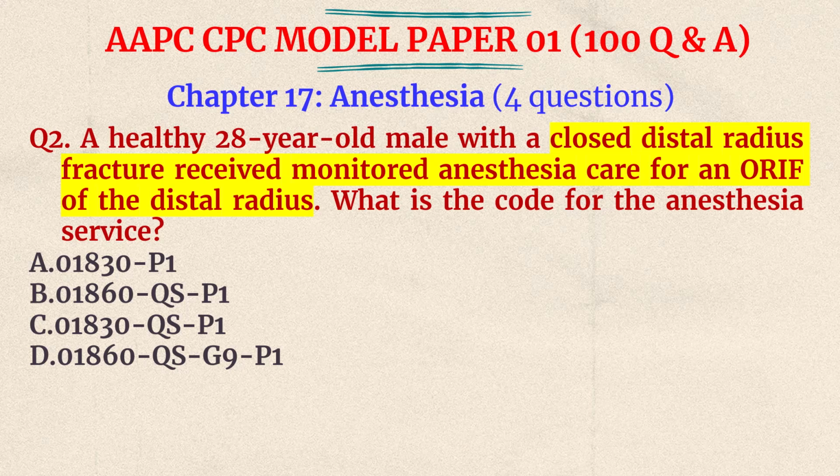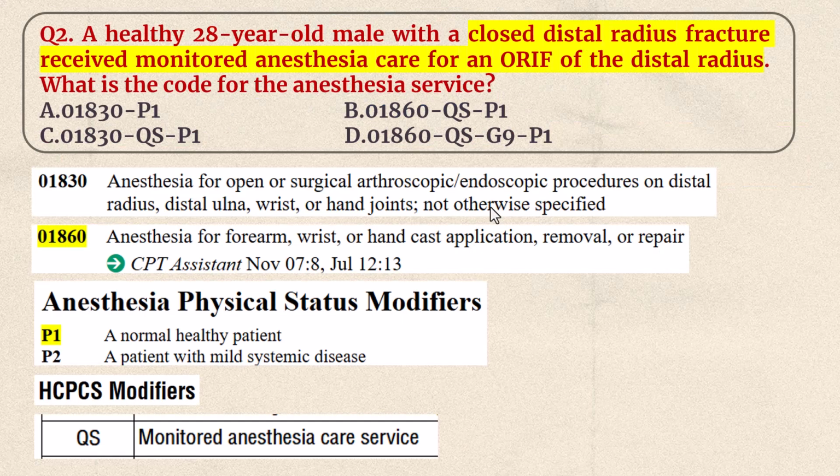So when you look at the codes, you can see all 4 codes are anesthesia codes. You can see all are nearby codes. You can use the elimination method to find the answer with the modifiers. So once you go to the code 01830, that is anesthesia for open or surgical arthroscopic or endoscopic procedures on distal radius, distal ulna, wrist, hand, joints not otherwise specified. So this code clearly represents the case here.